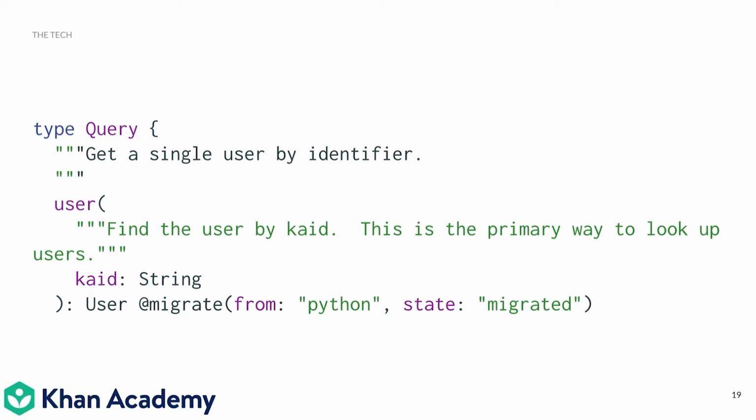Next, let's take a look at a query. This is a query being defined on the server. So it's defining a query that can be run by the client. So a query, something the client can query for, is a user. They can run a user query, they have to pass in the KAID so they can identify which user they want, and they will get a user object back.